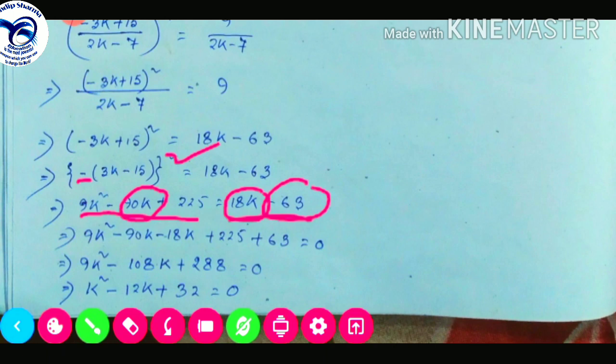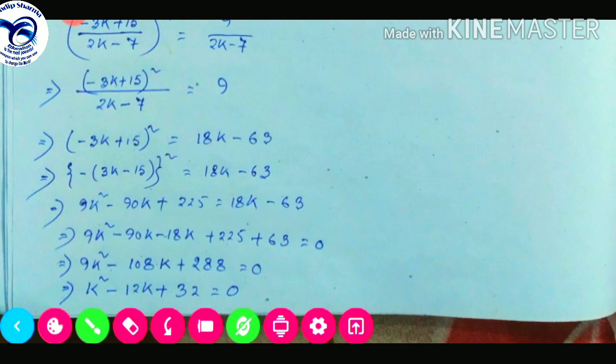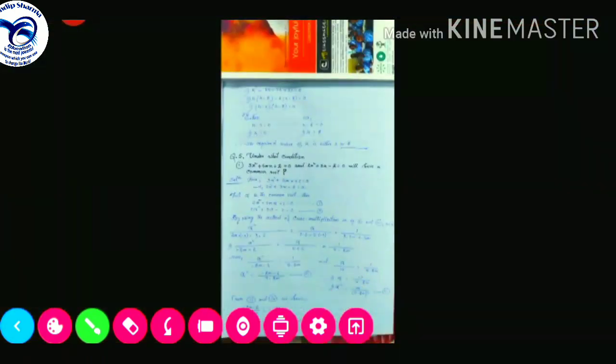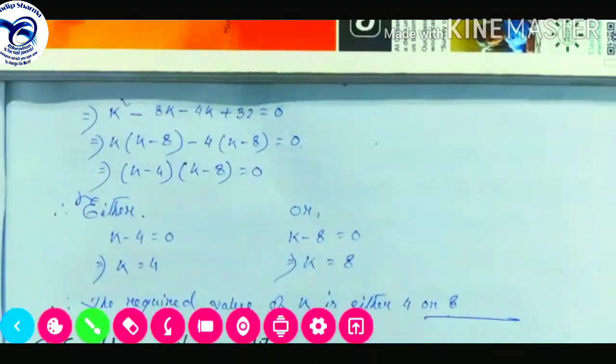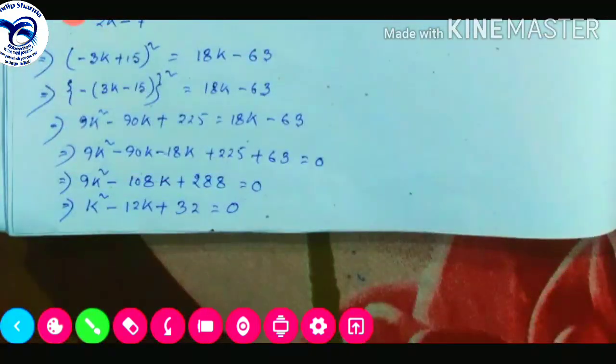Now we'll add this one, so it will be 288, and minus 90 minus 18 will be minus 108k. From these three terms, 9 is our common factor, so we are able to take 9 as common. So 9 divided by this one, only k square will remain. 108 divided by 9 will be 12, and 288 divided by 9 will be 32. Now in these three terms we need to apply the middle term factorization method. If we apply it, here remains k square minus 12k plus 32.